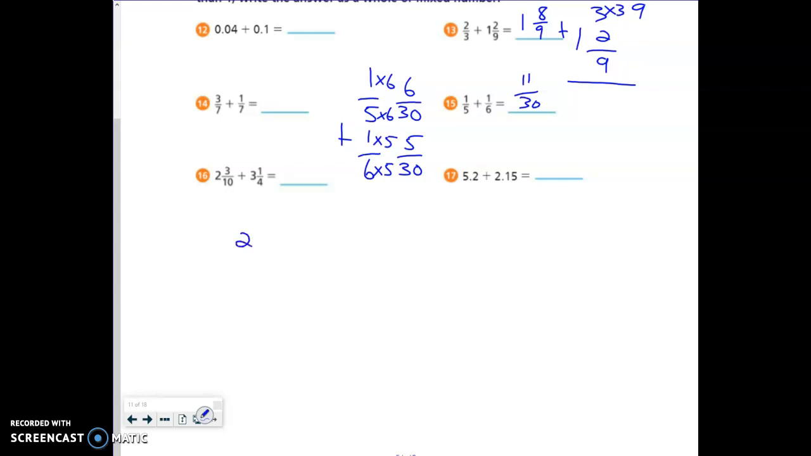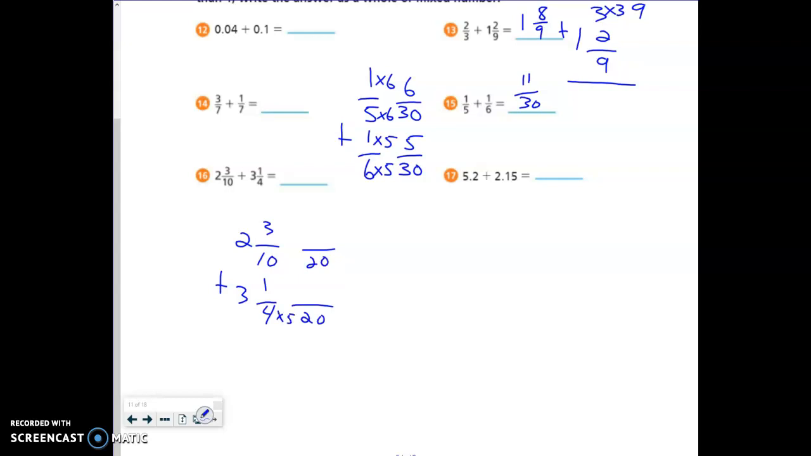So 2 3/10 plus 3 1/4. All right, so as I look at this, I can't change a 4 into a 10. I can't skip count by 4s and end up at 10, so that one's not going to work. I could multiply 4 by 10, but that would get me to a denominator of 40, which is a pretty large number. Hopefully, if I skip count by both these numbers, I can quickly figure out that 20 works as that common denominator. How did I get from 4 to 20?